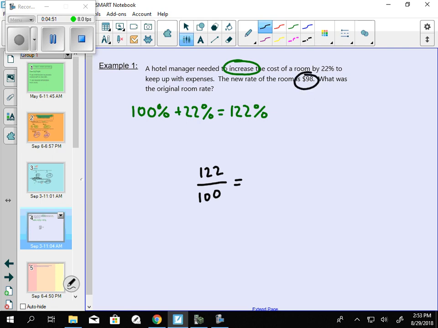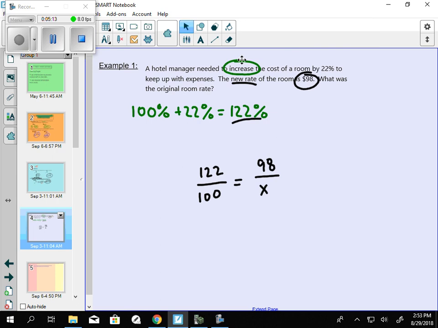Okay, and the other information is this $98. That's the new rate, the rate that went along with this 122%. So we want to put that $98 on top across from our 122. What we don't know is the original cost when it was 100%. So we want to put our missing variable on the bottom across from 100.